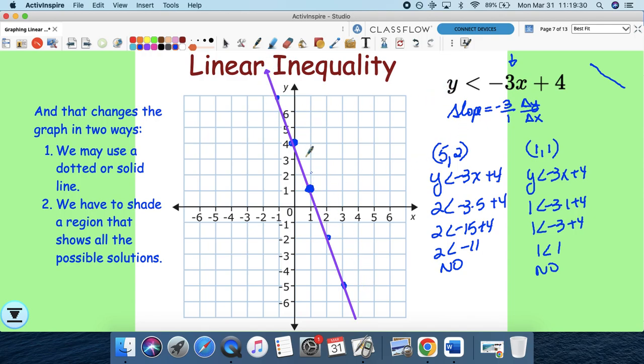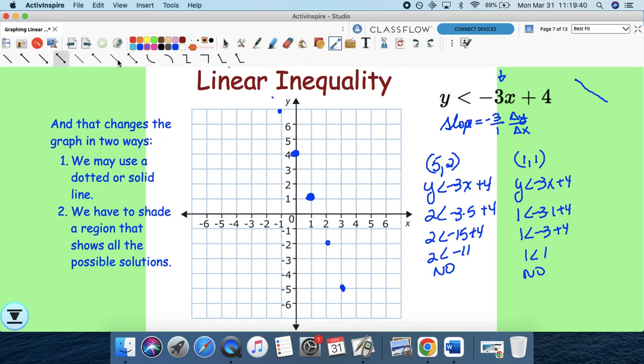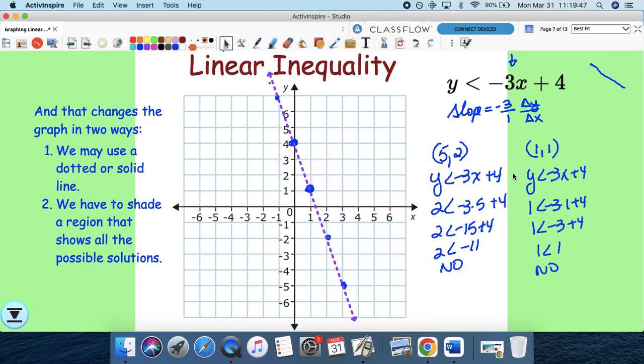So instead of using a solid line like I did, I should have used a dashed line. And that dashed line tells you that points on that line will not make the inequality true. So the point above the line failed, the point on the line failed, so hopefully a point under the line will make it true. So let's pick the easiest point possible, and the easiest point when available is (0, 0).